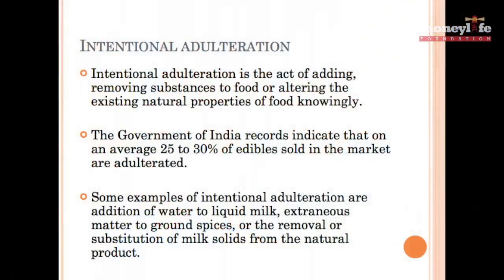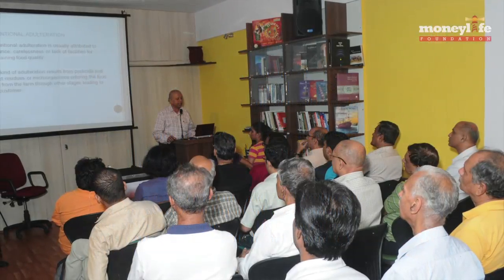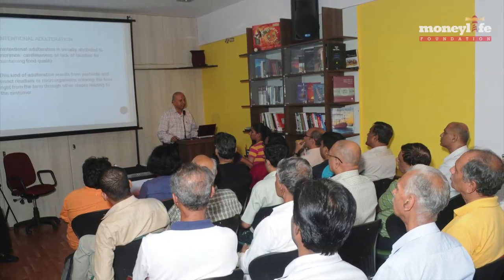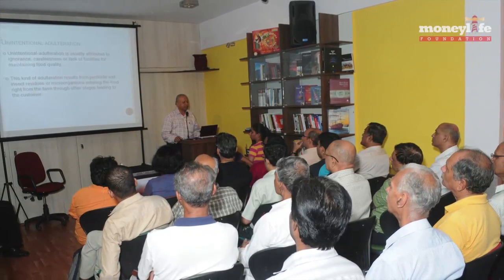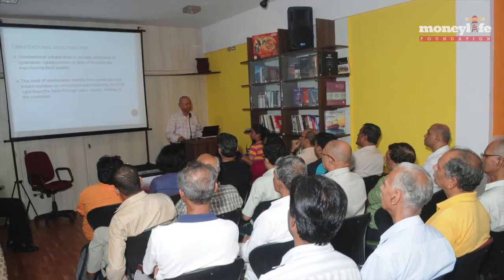But as you can see, adulteration is of three kinds: intentional, unintentional, and natural. Intentional adulteration is the act of adding or removing substances to food, or altering the existing natural properties of food, knowingly. That means it is intentional: I want to make money out of it, so I will add something and make money, giving you substandard goods. Actually, it is an economic loss to the consumer when you buy adulterated food, apart from health getting spoiled.